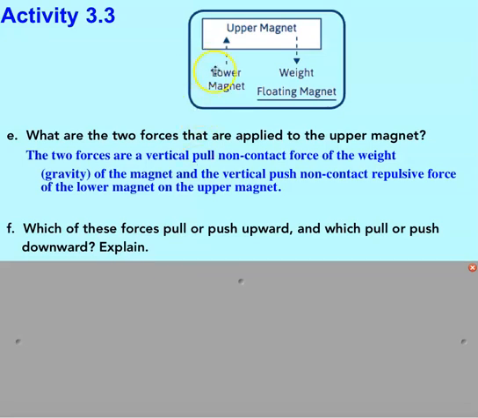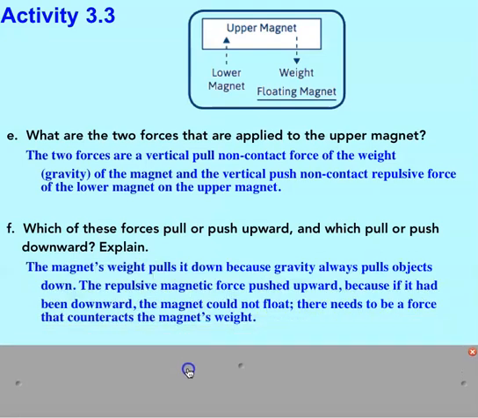Well, if you look at these, which of the forces pull or push upward? Well, it's got to be the lower magnet pushing up, because weight's pulling it down. So the magnet's weight pulls it down because gravity always pulls objects down. So it's got to be the magnet pushing up on it. It's the only thing it can be.